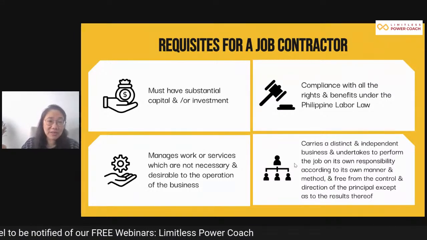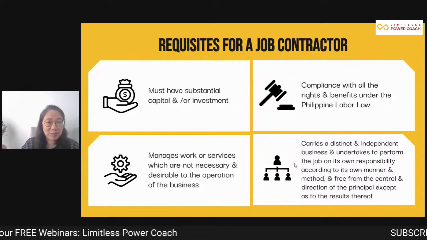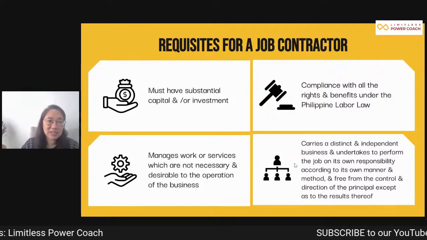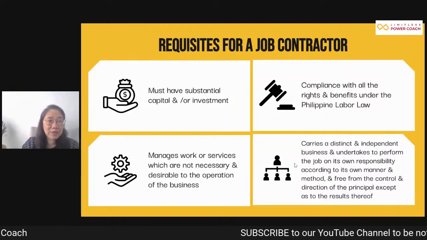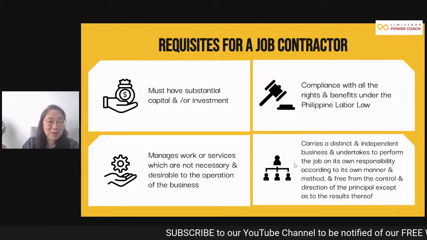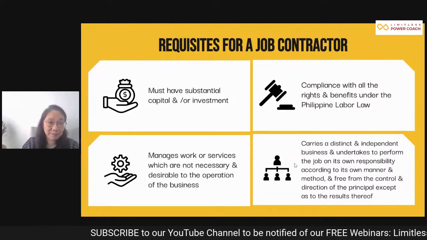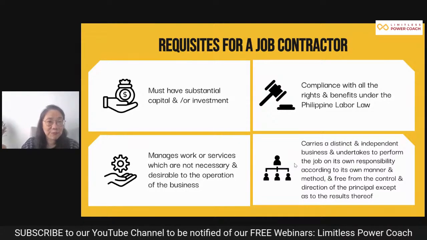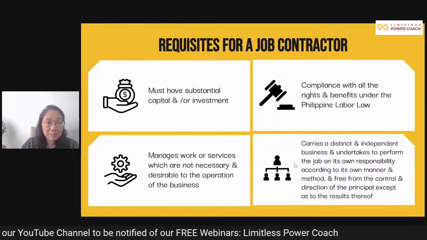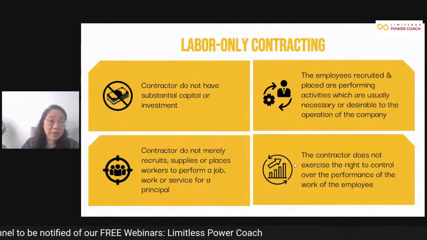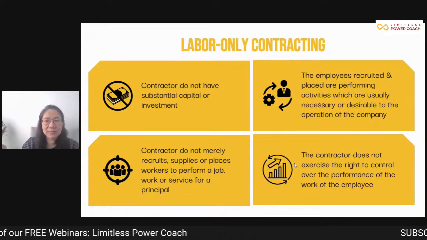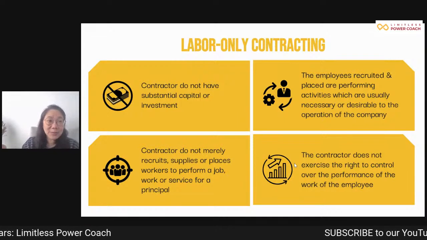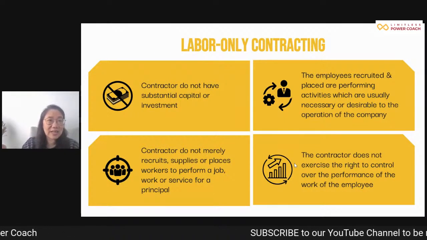So why are these requisites necessary? It's because we are trying to protect our employees, because one of the basic rights of a Filipino employee, which we will be discussing later, is security of tenure. This is why we are trying to differentiate job contracting from labor-only contracting. Labor-only contracting is prohibited, sorry, it is not allowed by law.